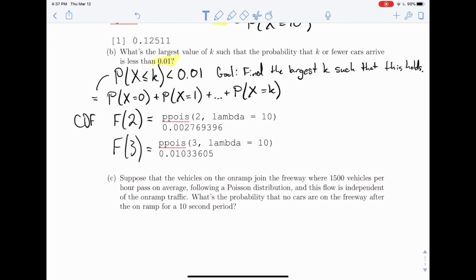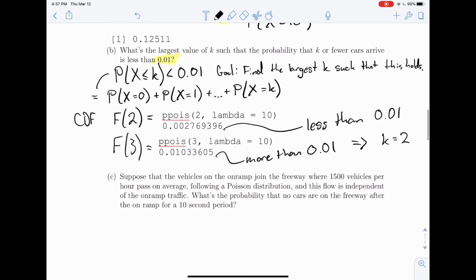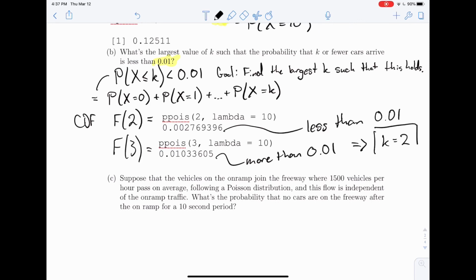All right. That took a while. We got the CDF for 2 and the CDF for 3. Looking over here, this is less than 0.01, this is more than 0.01. That implies k equals 2 is the largest k there. So that is our answer.